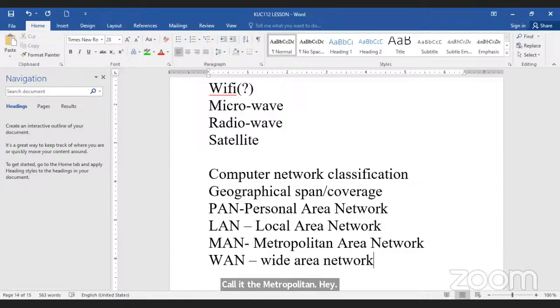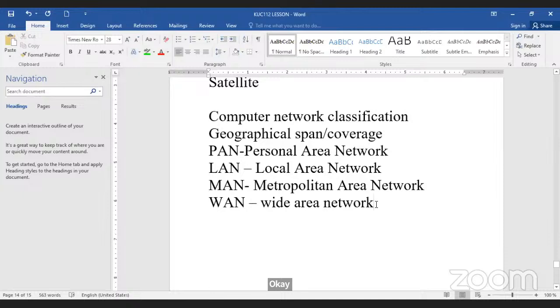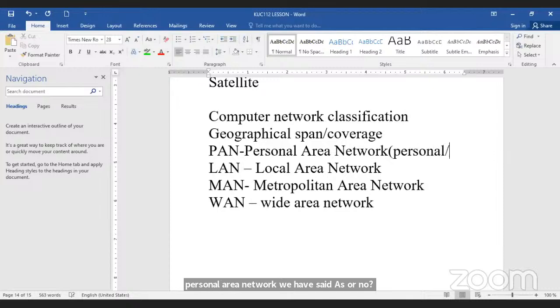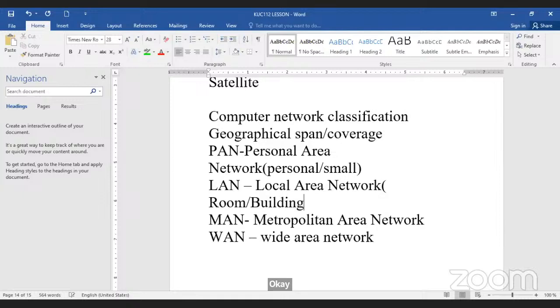Then we have wide area network. A wide area network is a network that covers the entire world, or it can cover the entire world. So personal area network, we have said, is small in size. Then you have local area network. I'll say that this type of network can cover a room, it can cover a building, or maybe it can cover an organization.